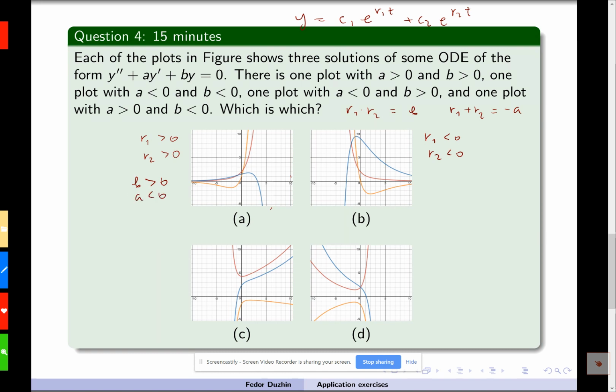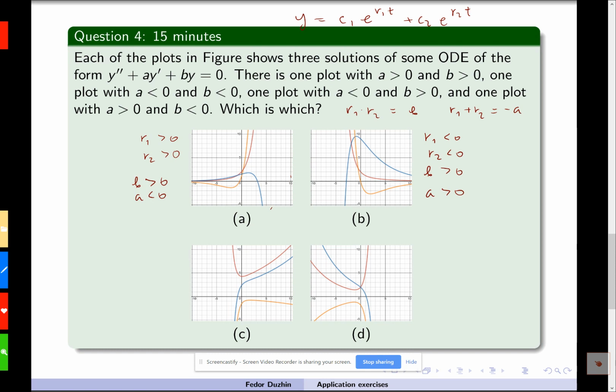So a is negative. Now, in plot B, r1 and r2 are both negative, so the product of r1 and r2, which is b, is positive, right? And then the sum of r1 and r2 is negative a, and it is negative. So negative a is negative, so a is positive. Okay, so we have figured out what happens in plots A and B.